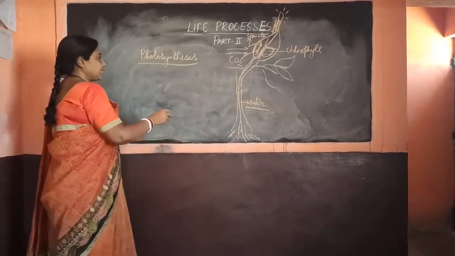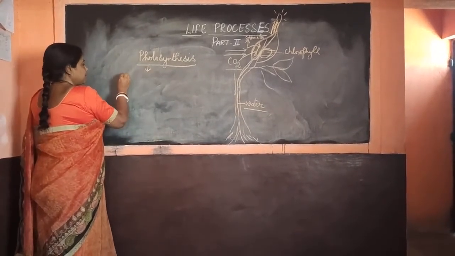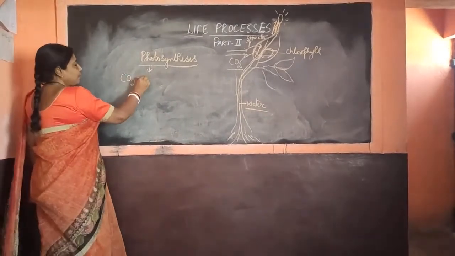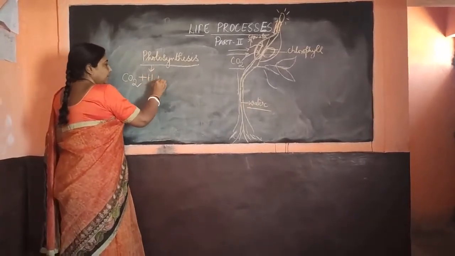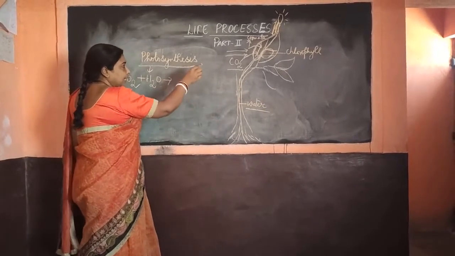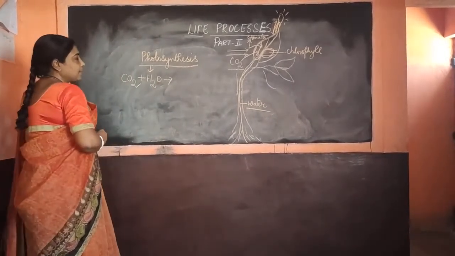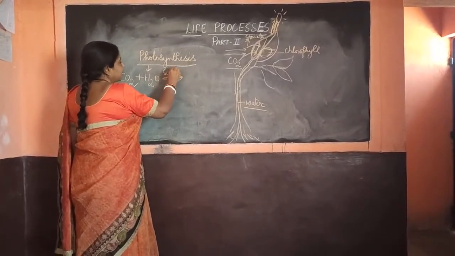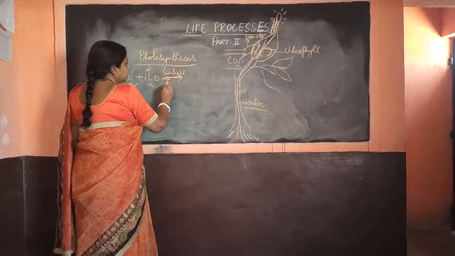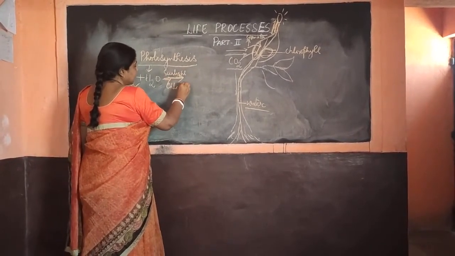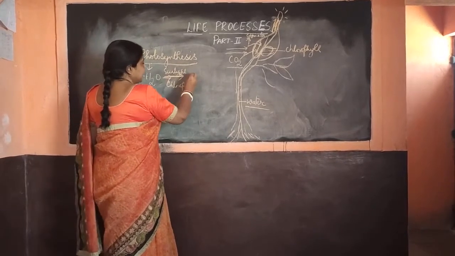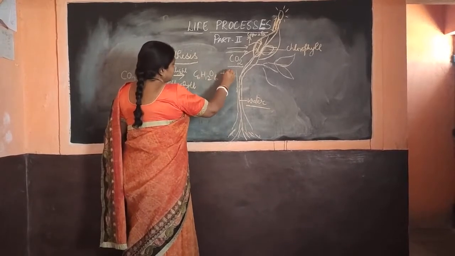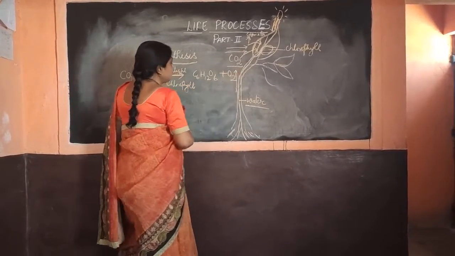So what we started with, for the process of photosynthesis, what do we need? Carbon dioxide. We need water. You saw how that water and that carbon dioxide is being made available to the plants. Then in the presence of sunlight and chlorophyll, there will be formation of glucose and giving out of oxygen.